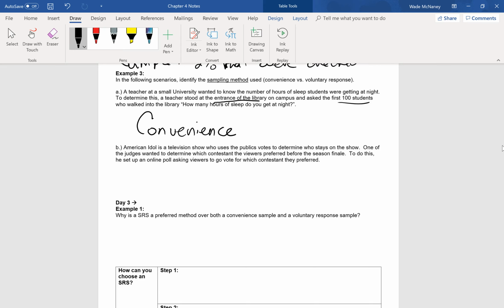Example B, American Idol is a television show that uses public vote to determine who stays on the show. One of the judges wanted to determine which contestant the viewers preferred before the season final. To do this, he set up an online poll asking viewers to vote for which contestant they preferred. So convenience versus voluntary. In this case, it is a voluntary response.